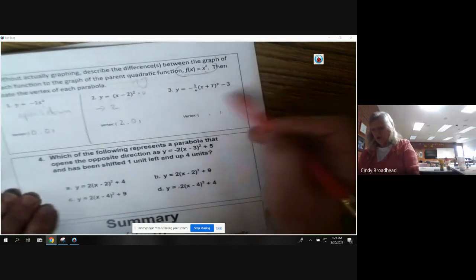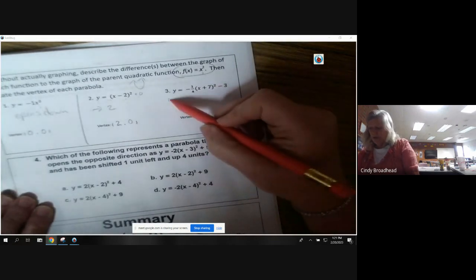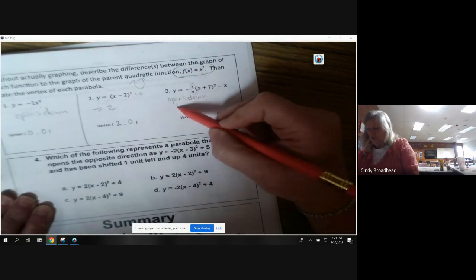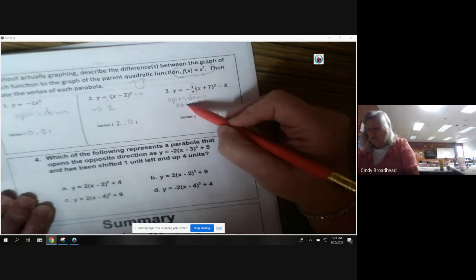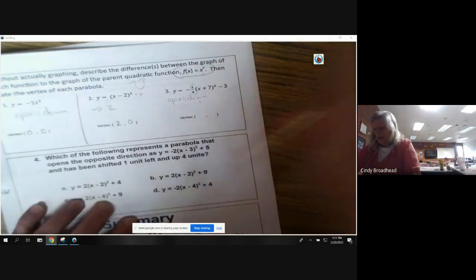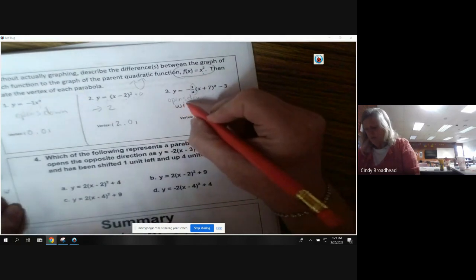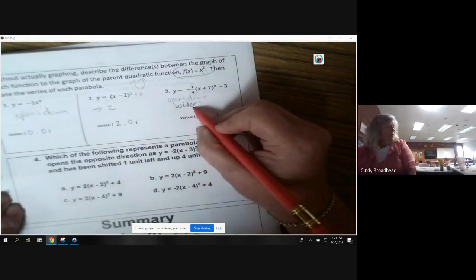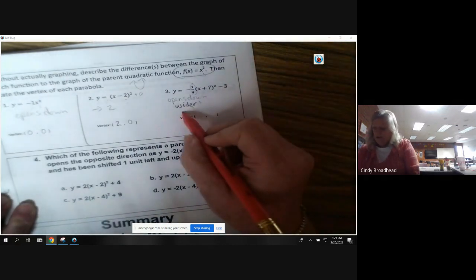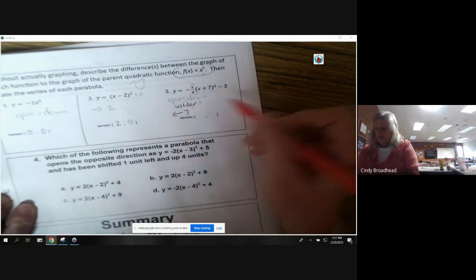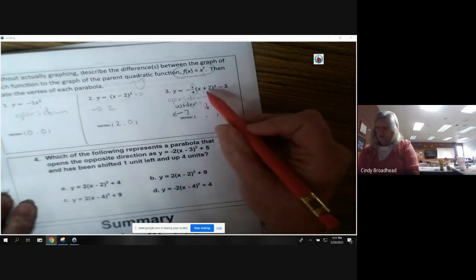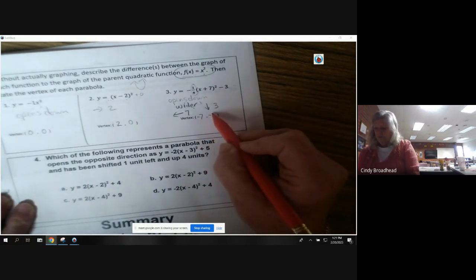Okay, but now this one has all kinds of stuff going on. So here's the first difference. It opens down because of the negative sign. The 1/4 makes it more narrow. Again, that feels backward. No, I did say that backward. Sorry. It does not make it more narrow. It makes it wider. Very sorry about that. The fractions make it wider. Okay. It has a +7, so I know that means it moved left 7. And it has a -3, so it's moved down 3. And my vertex would be at -7, -3.